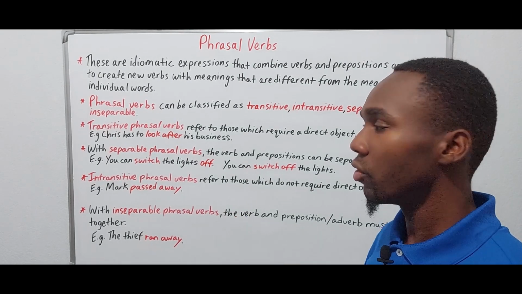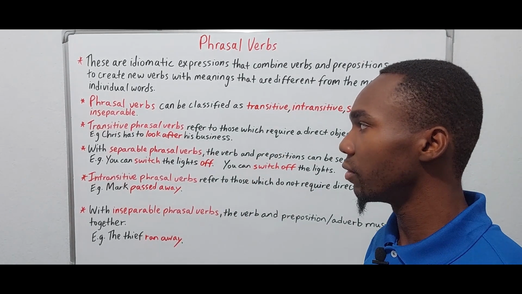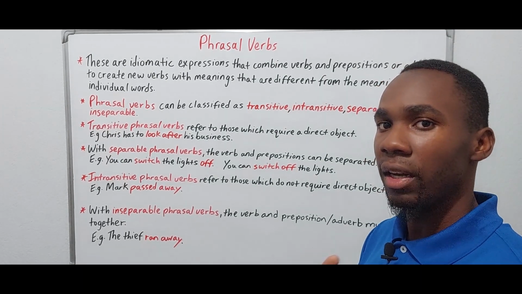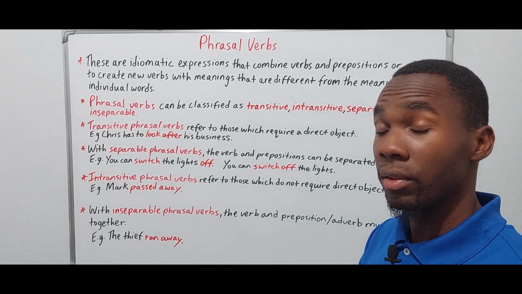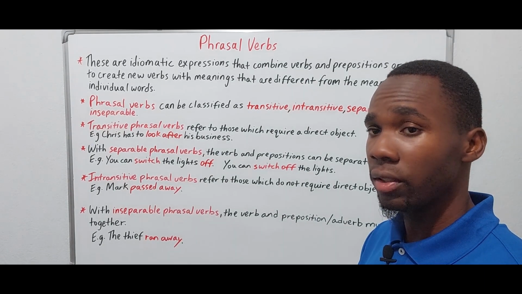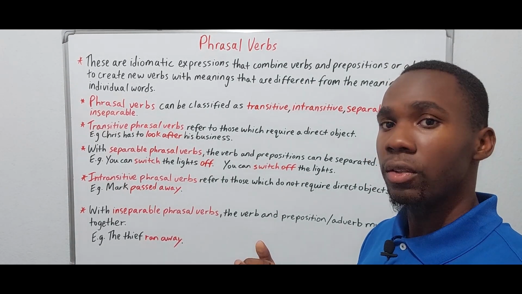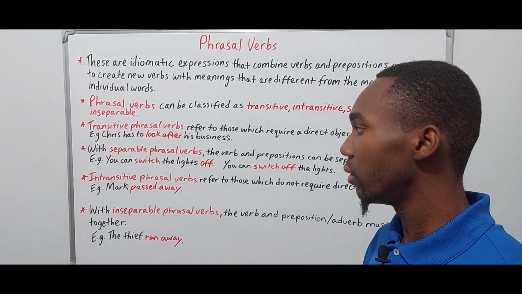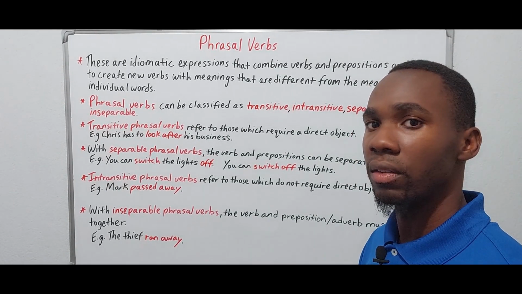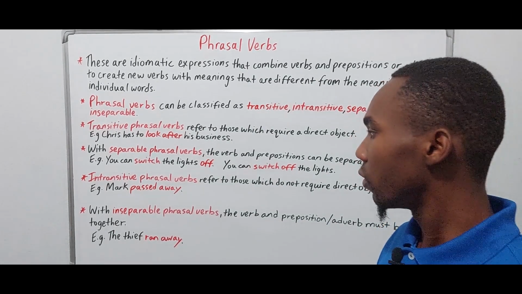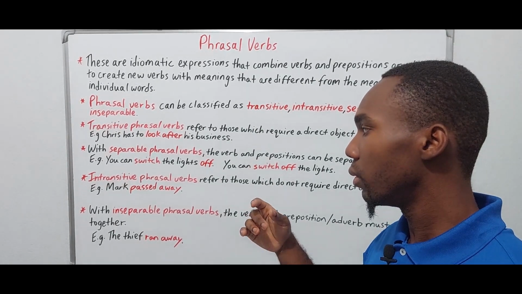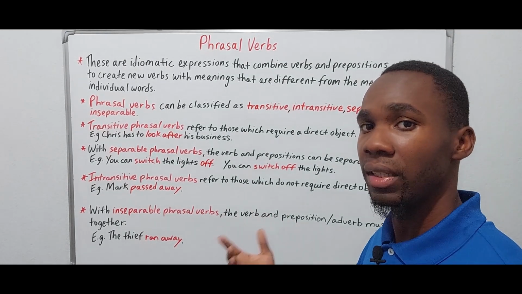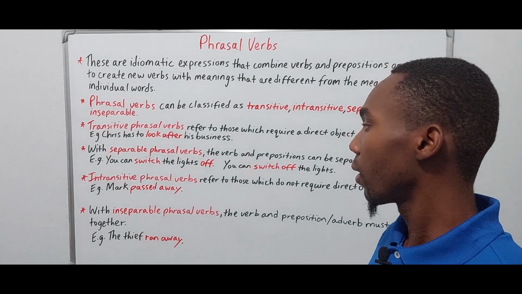So if a pronoun is a direct object, it must go between the verb and the preposition. All right. So that will cover transitive phrasal verbs. Transitive phrasal verbs can be separable, meaning that the direct object can go between the verb and the preposition. And transitive verbs can also be inseparable because in some of those cases, the verb and the preposition must be together, right?